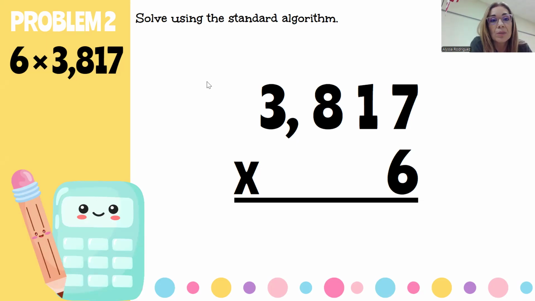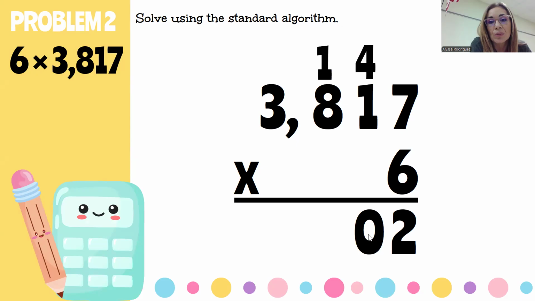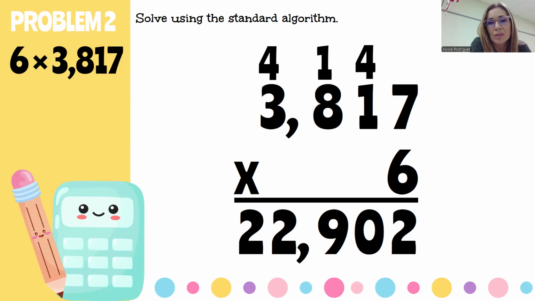If you need to pause the video, pause it now in 3, 2, 1. 7 times 6 is 42. We put 2 at the bottom, carry the 1. 6 times 1 is 6, plus 4 more is going to be 10. We put the 0 at the bottom, carry the 1. 8 times 6 is 40. Wait. 8. Carry the 1, it's 9, and then there's your answer.